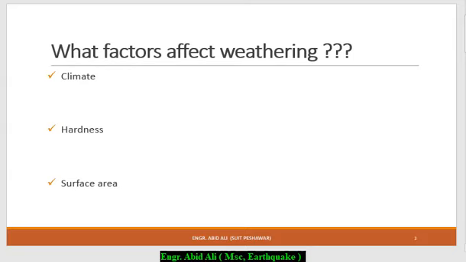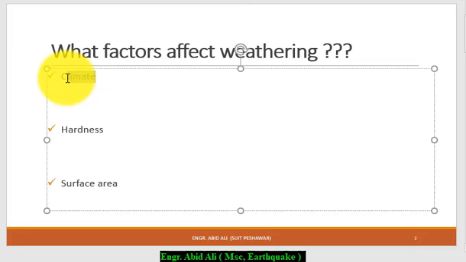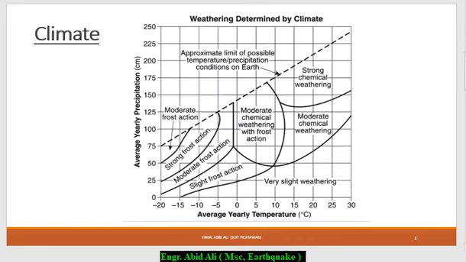So we have three main things that we are going to look at. The first one is called climate. The second would be hardness. Hardness means how hard the rock is, or how resistant it is to being weathered. And then the third would be the surface area of the rock, like how much of the rock is exposed to the elements. So let's start with the climate.